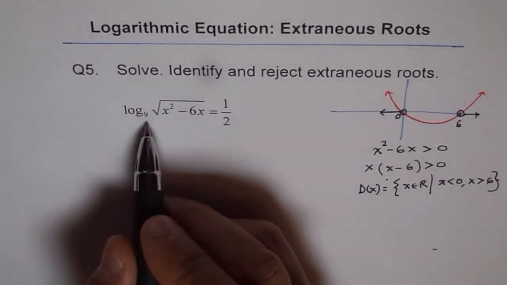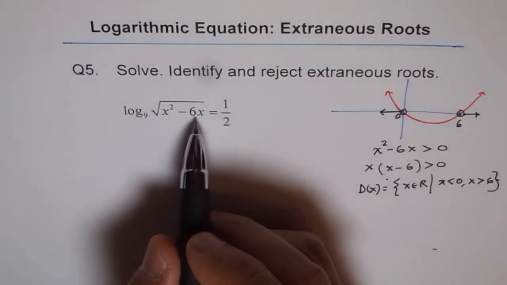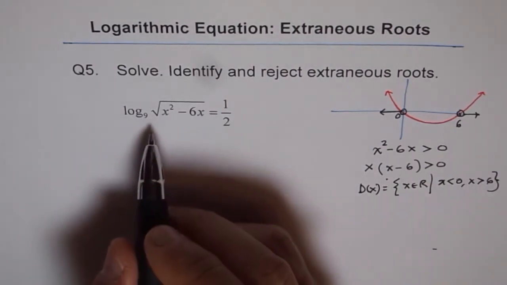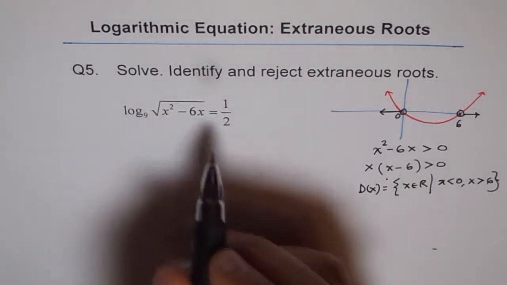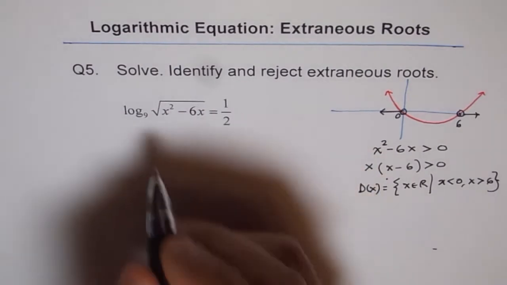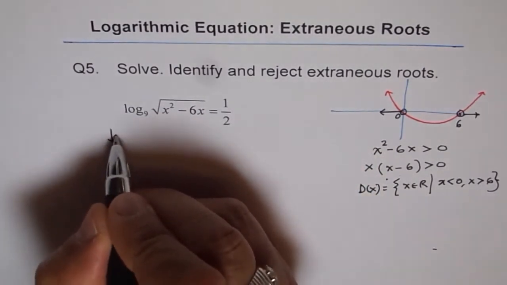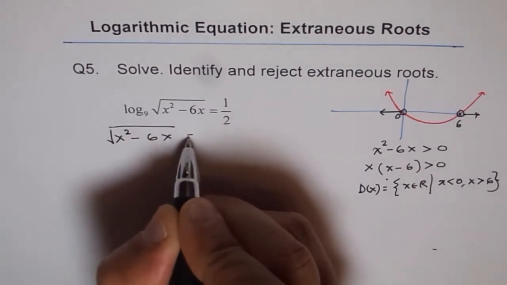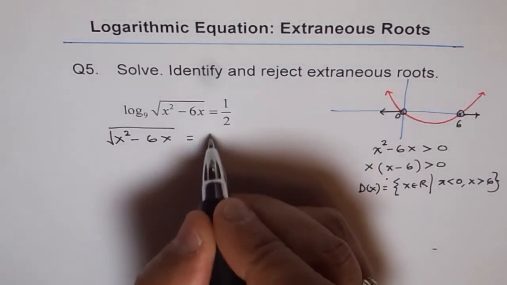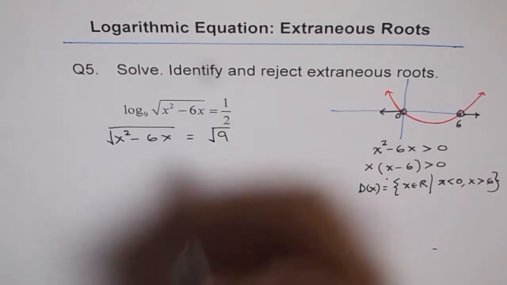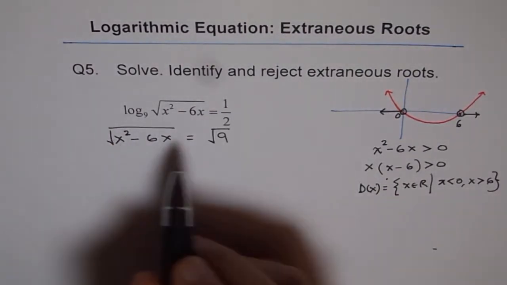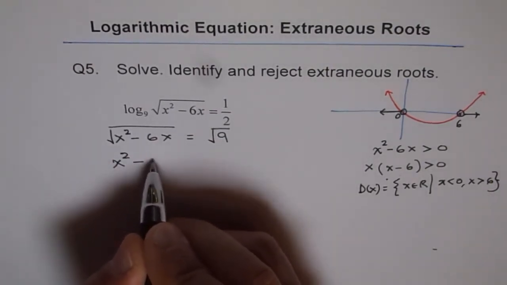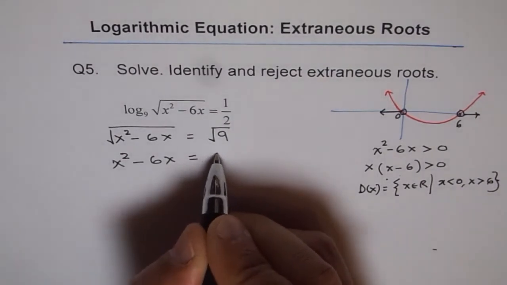Log to the base 9 of square root of x squared minus 6x equals a half. So let's write this equation in the form of an exponential function, right? So it will be 9 to the power of half equals this thing which is within the square root. So we get x squared minus 6x is equal to 9 to the power of half, which is the square root of 9, correct? Now we can square both sides. So when we square both sides, we get x squared minus 6x equals 9.